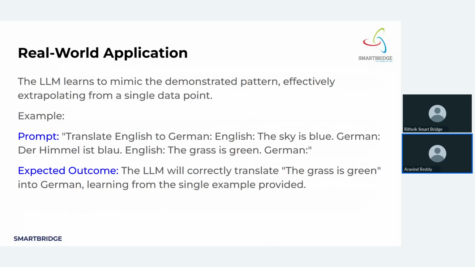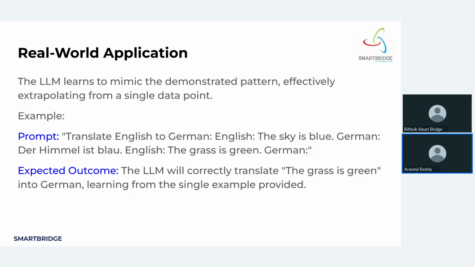Real world application. Let's see real world applications. The LLM learns to mimic the demonstrated patterns effectively, extrapolating from a single data point, meaning it uses the information from a single example. Translate English to German: English, the sky is blue, and German, the translation. And then we give the grass is green, and it will generate in that way. If you want, you can try it. Expected outcome: the LLM will correctly translate the grass is green into German, learning from the single example provided by the user.